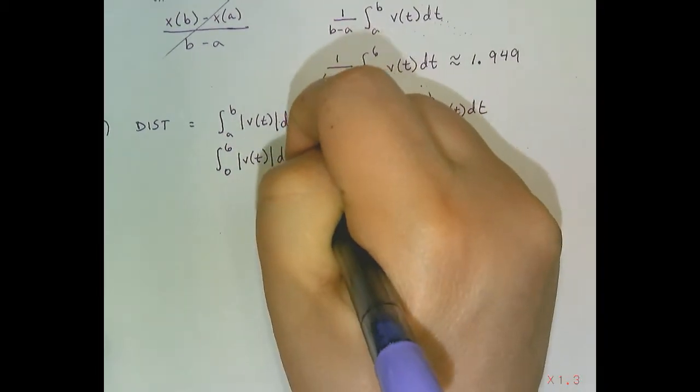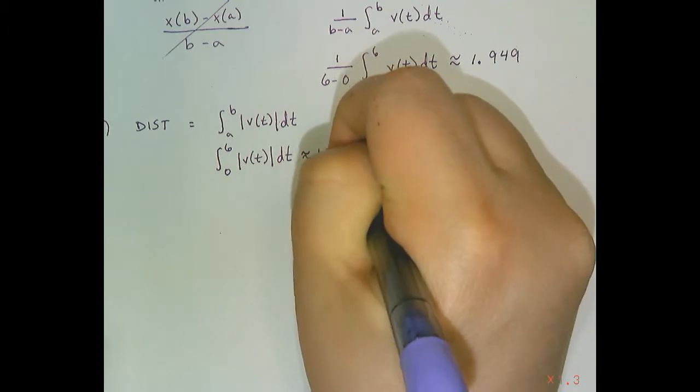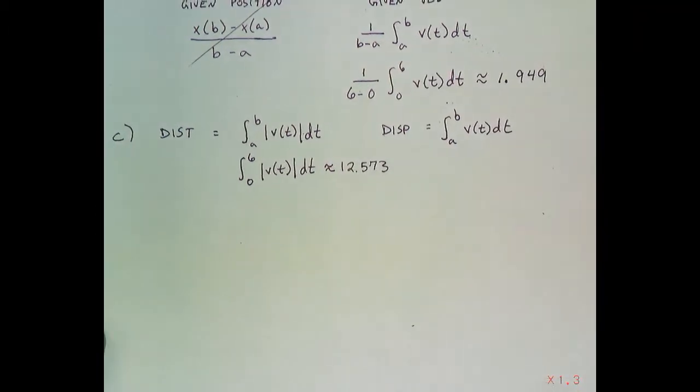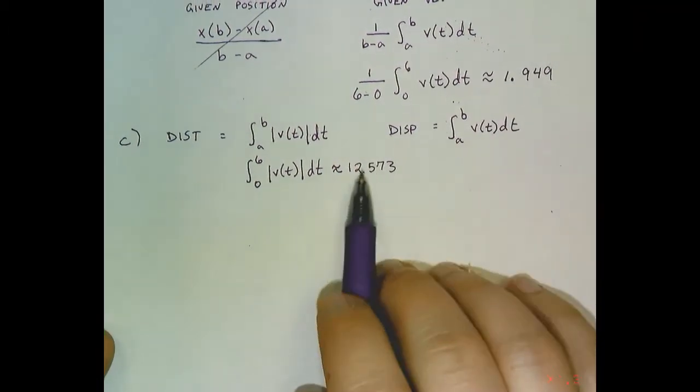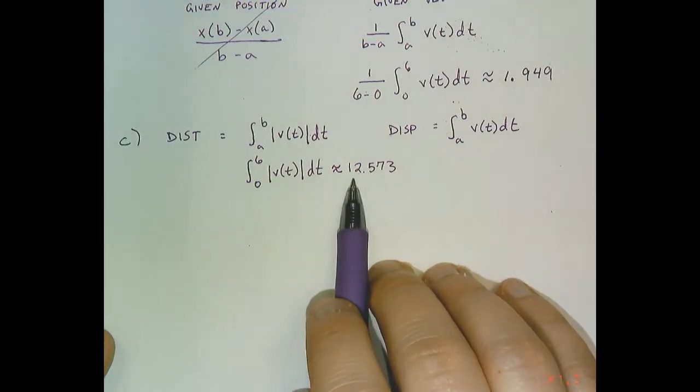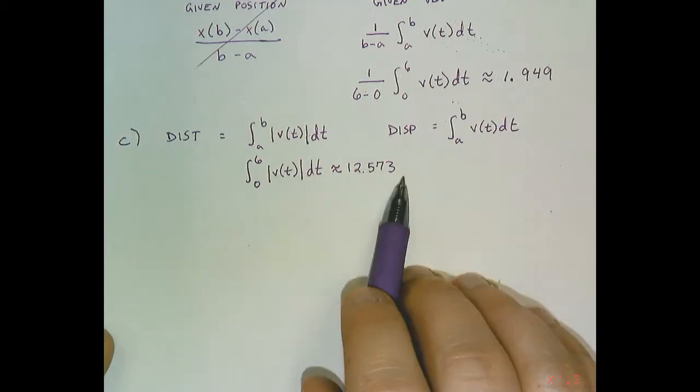So approximately 12.573 units. Total distance. If you get a negative answer here, you know you made a mistake because there's no such thing as negative distance.